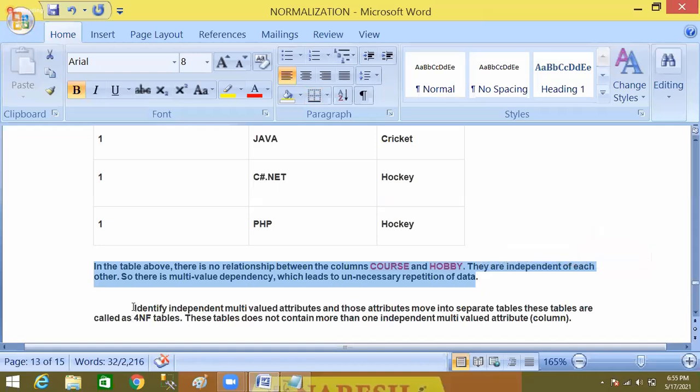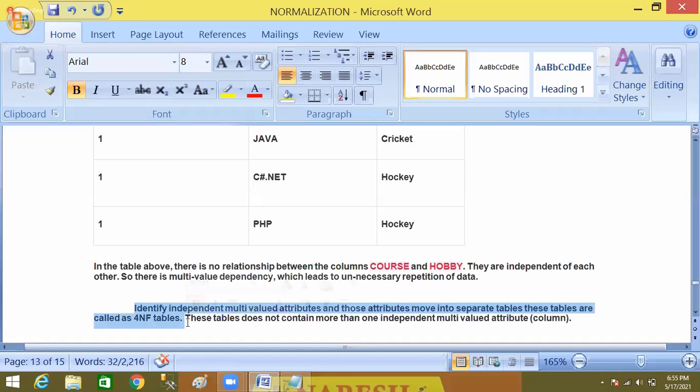Suppose your table is having more than one independent multi-valued column. What we want to do is first identify the independent multi-valued attributes, that is, columns. After identifying those columns or attributes, move them into separate tables, and these tables are called fourth normal form tables.